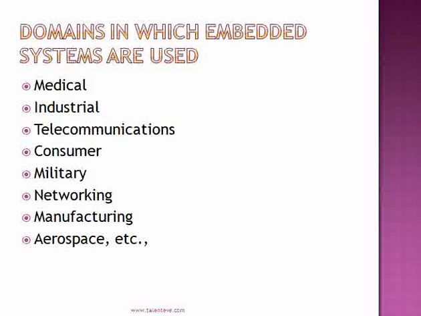These embedded systems can be used in different domains. For example, medical: all the automated systems that we see in the medical domain in our hospitals are all embedded things. And we see that there are a lot of applications on wireless also coming up in modern days. And then industrial, telecom, consumer, military, networking, manufacturing, aerospace, all these. These are just a few of them. There are several other domains where embedded systems are used.